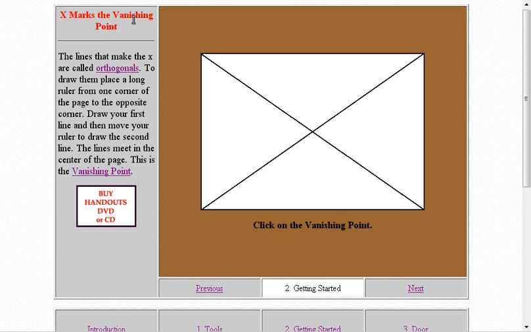Alright, now, X marks the vanishing point. If you have your paper lined up properly on your board, you can now draw these two diagonals along with us. The lines that make up the X are called orthogonals. To draw them, place a long ruler on one corner of the page to the opposite corner, kitty corner as we would say. Draw your first line and then move your ruler to draw the second line. The lines meet in the center of the page, and this is the vanishing point. That's the vanishing point right there. Okay?